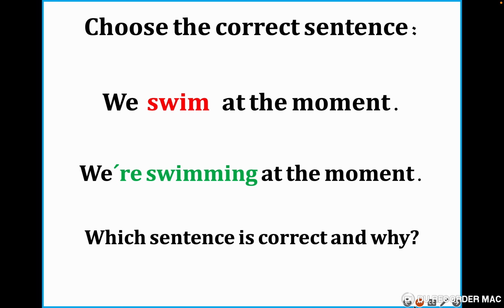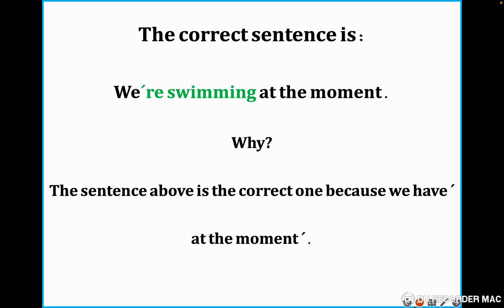Choose the correct sentence. We swim at the moment. We're swimming at the moment. Which sentence is correct and why? We have at the moment, which means now. Let's see the answer. The correct sentence is we're swimming at the moment. Why? The sentence above is the correct one because we have at the moment. It means now. Let's continue.